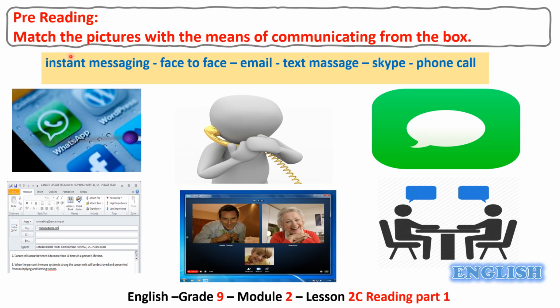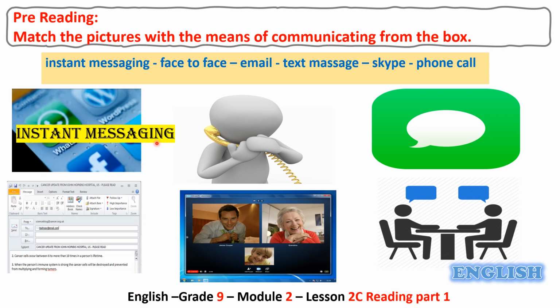Pre-reading activity. Match the pictures with the means of communicating from the box. In the box we have instant messaging, face-to-face, email, text message, Skype, and phone call. And now also we have got here 6 pictures. For each picture I have to match one means of communicating. So the first one, WhatsApp. What is WhatsApp? Which means of communicating?